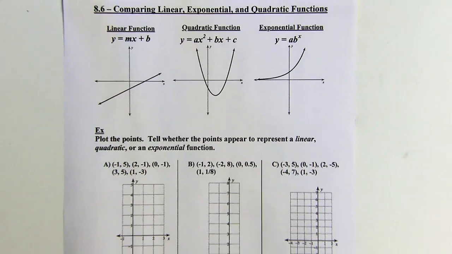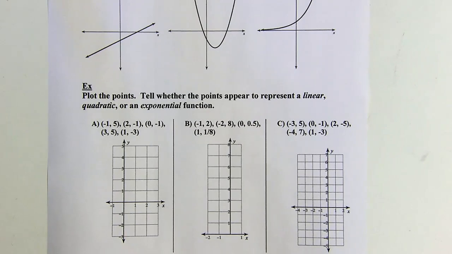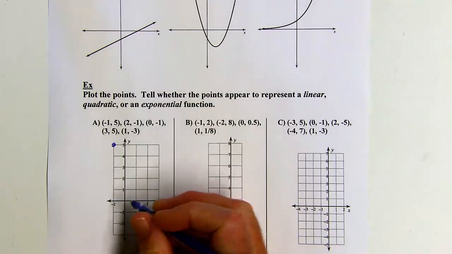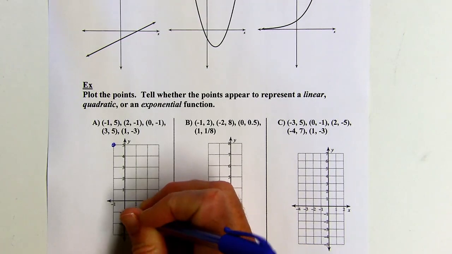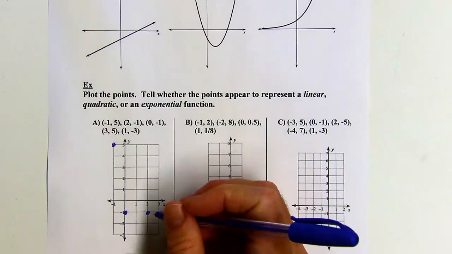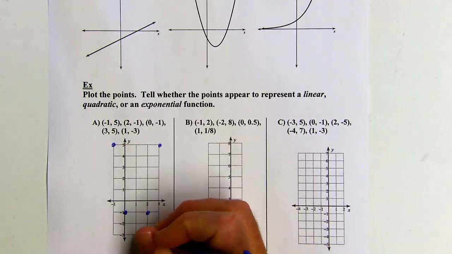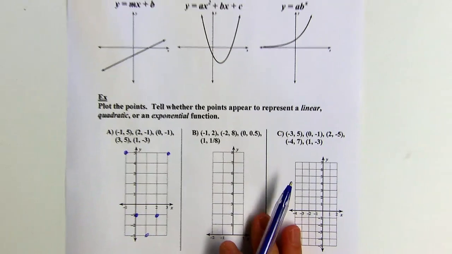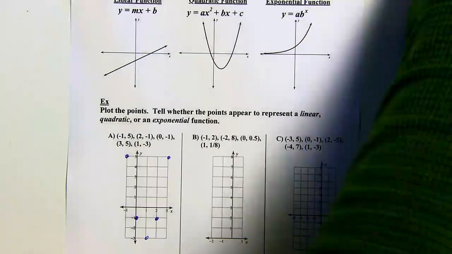So let's go ahead and do that. On this first one, I'll zoom in a little here. We've got -1, 5, that would be up in this top left corner. 2, -1, 2 to the right, 1 down, 0, -1, 3, 5, it's right up here, and 1, -3. And then, to me, that looks like a parabola would fit that pretty well, right? It looks like you'd have kind of a U shape. So this looks quadratic to me.